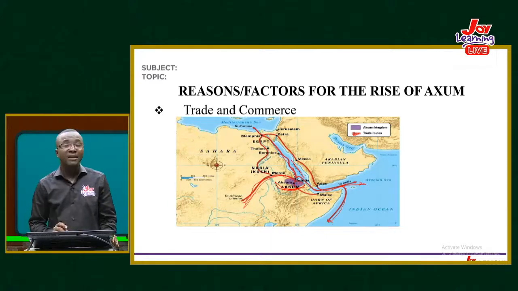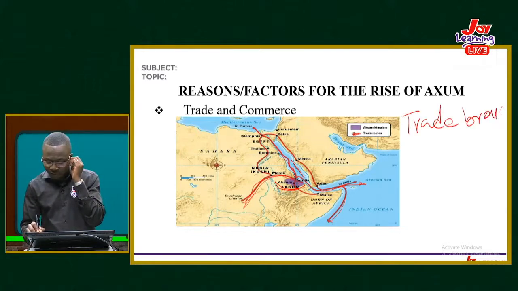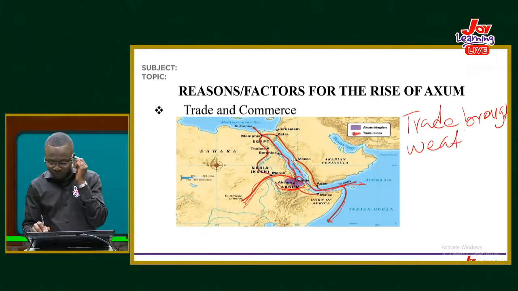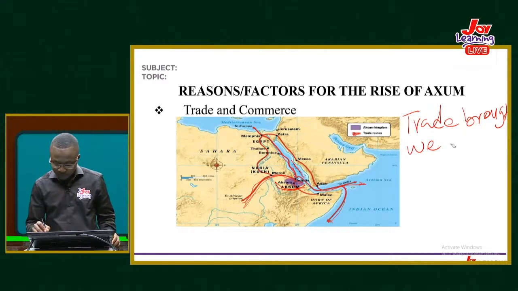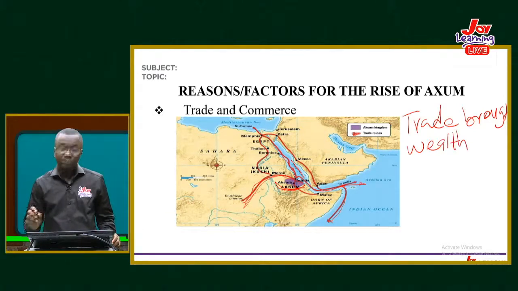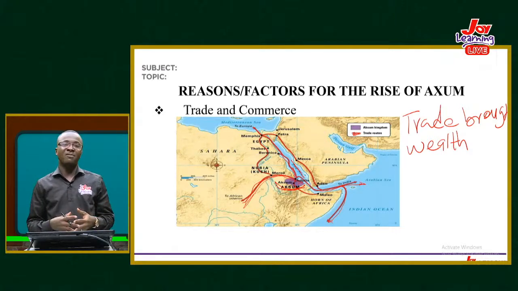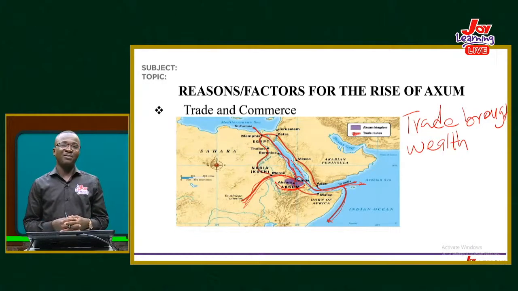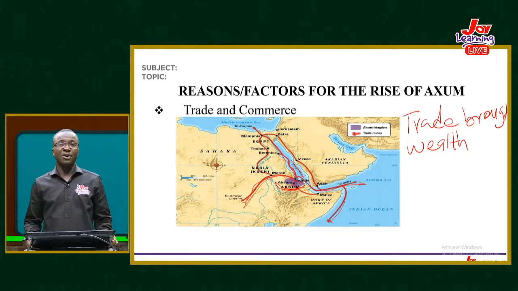So we can say that trade and commerce brought wealth. So trade brought wealth. It brought wealth to the kings of Axum. Yes. Because almost all the trade activities were passing through the port of Adulis. And they were paying duties to the people of Axum, and that served as the basis of the wealth of the kings. With access to wealth, the kings now were able to acquire various weapons that they needed to embark on most of the wars of expansion we have already spoken about.